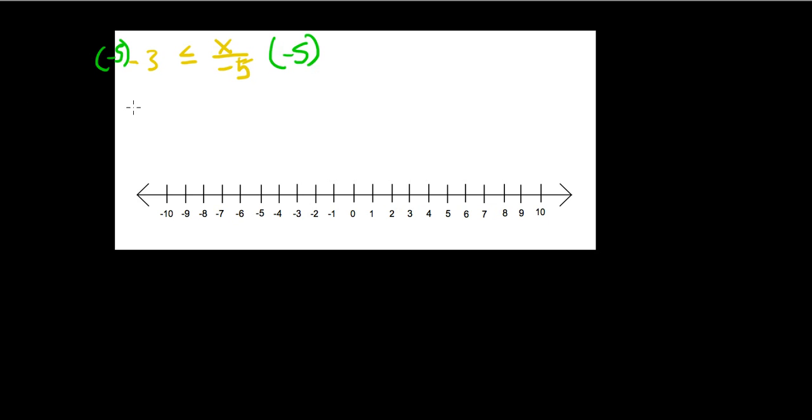Because we multiplied by a negative number, the sign in the middle must be flipped. So we get positive 15 is greater than or equal to x. So x is less than or equal to 15. So first find 15 on the number line. We don't have a 15 on the number line, but when you find 15 on the number line, you have to color in a dark circle because it is less than or equal to, and then draw the arrow out to the left because it's less than.